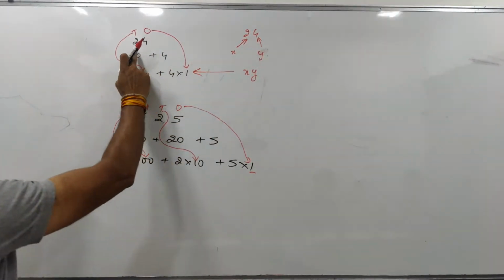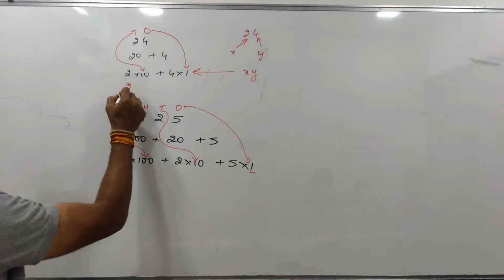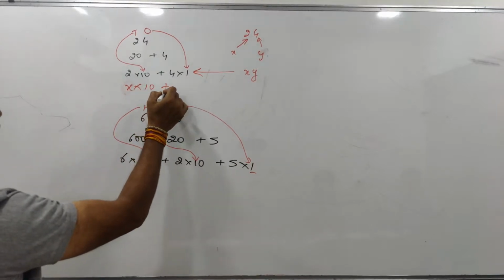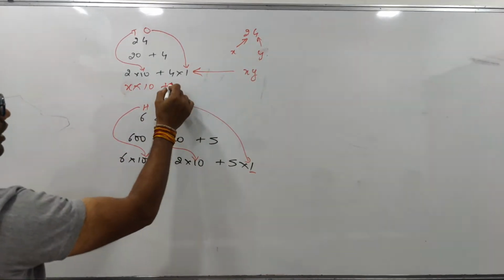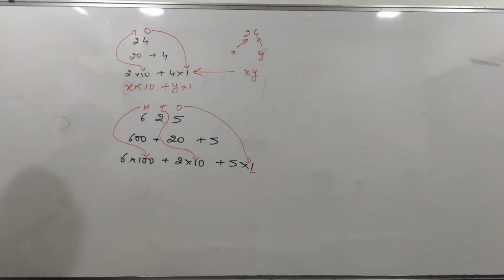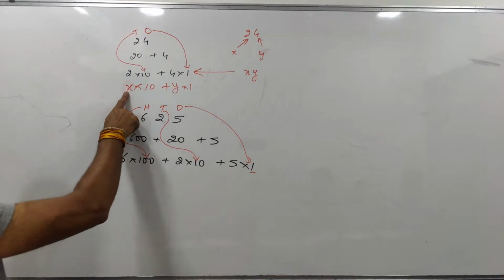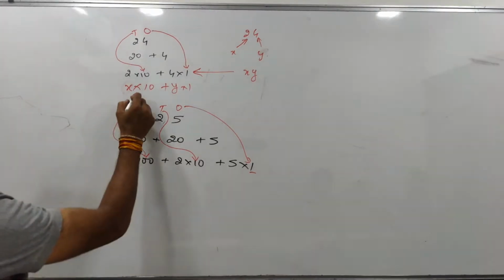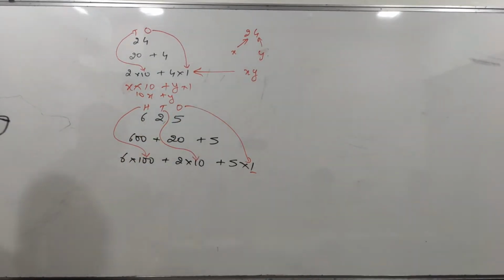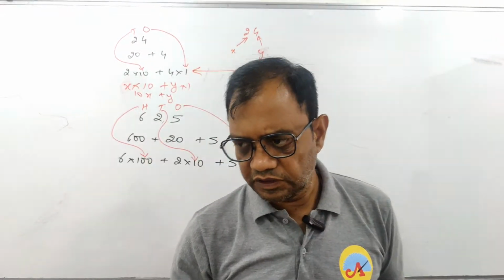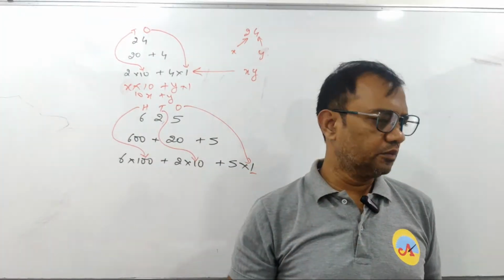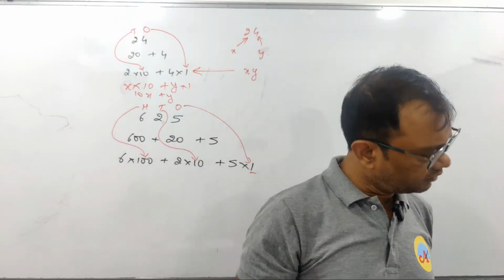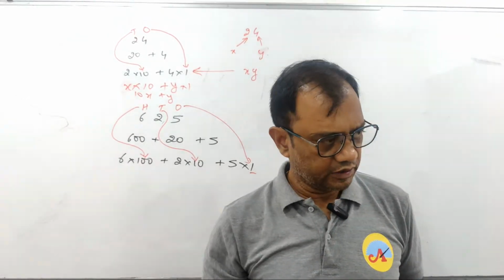So here instead of 2 you have x, so we'll write x into 10 plus, instead of 4 you have y, so y into 1. Remember, whenever it is a two-digit number we write x into 10 plus y into 1, and x into 10 is 10x. So this becomes 10x plus y. Now since we are doing quadratic equations, we deal with only one variable. Even if you do it with two variables, it's okay, then you will have to substitute and eliminate one variable. But you can directly start with one variable also. No need to involve the second variable.